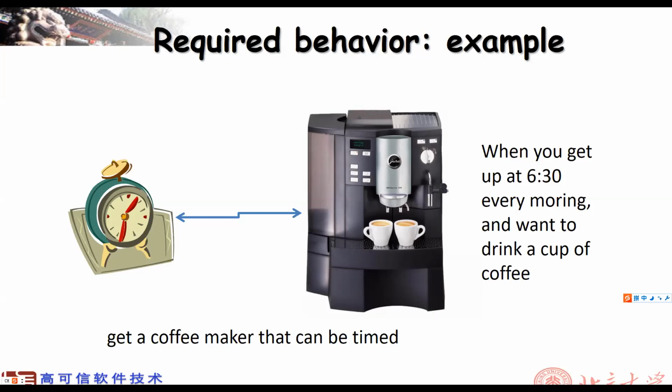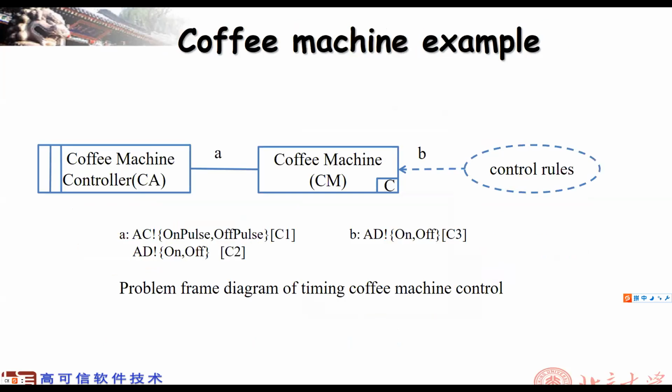So how can we do that in software, and how can we describe it in a problem diagram? This is a problem diagram of a coffee maker. This we can call a coffee machine controller, and this is a coffee machine. This controller is to control the coffee machine and make it make coffee before 6:30. It controls the coffee machine according to the control rules. This is the problem diagram.